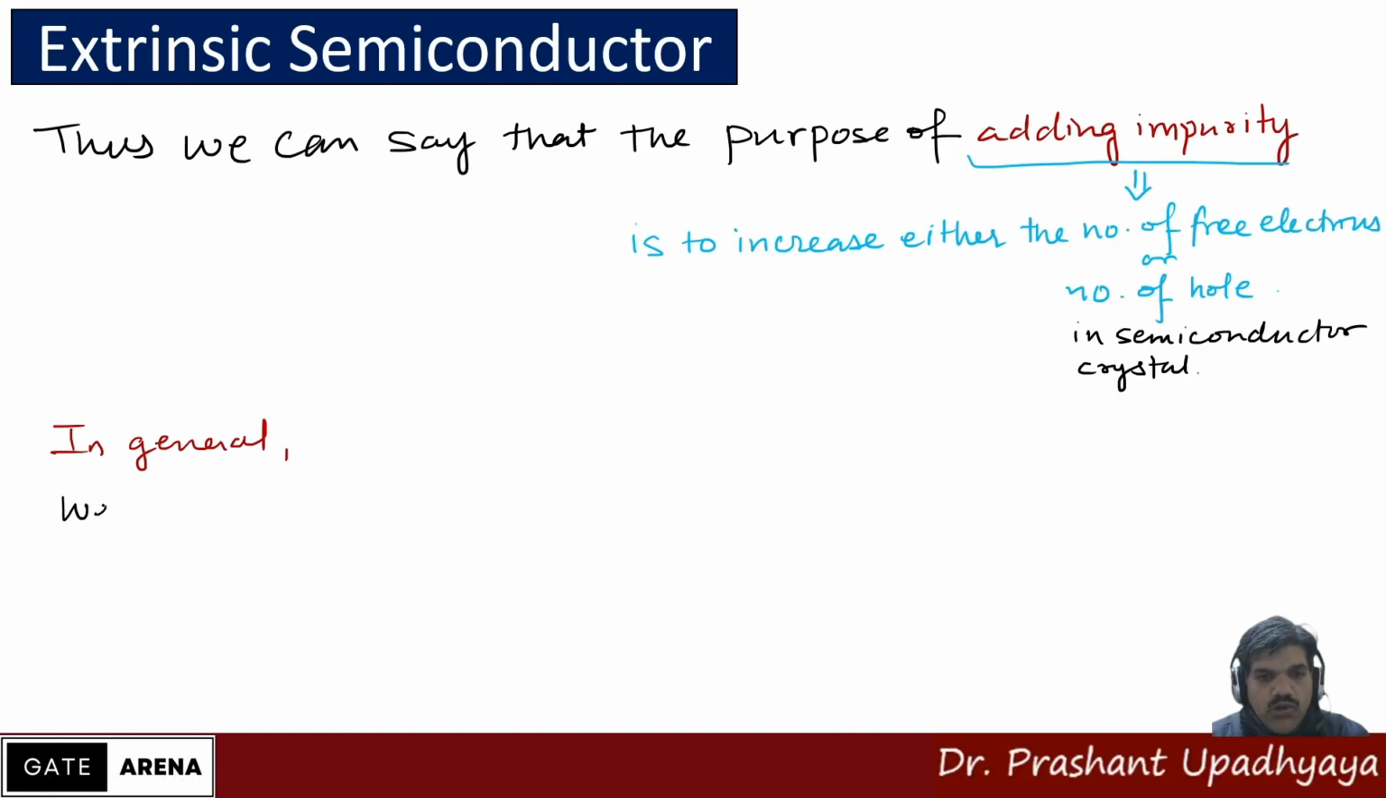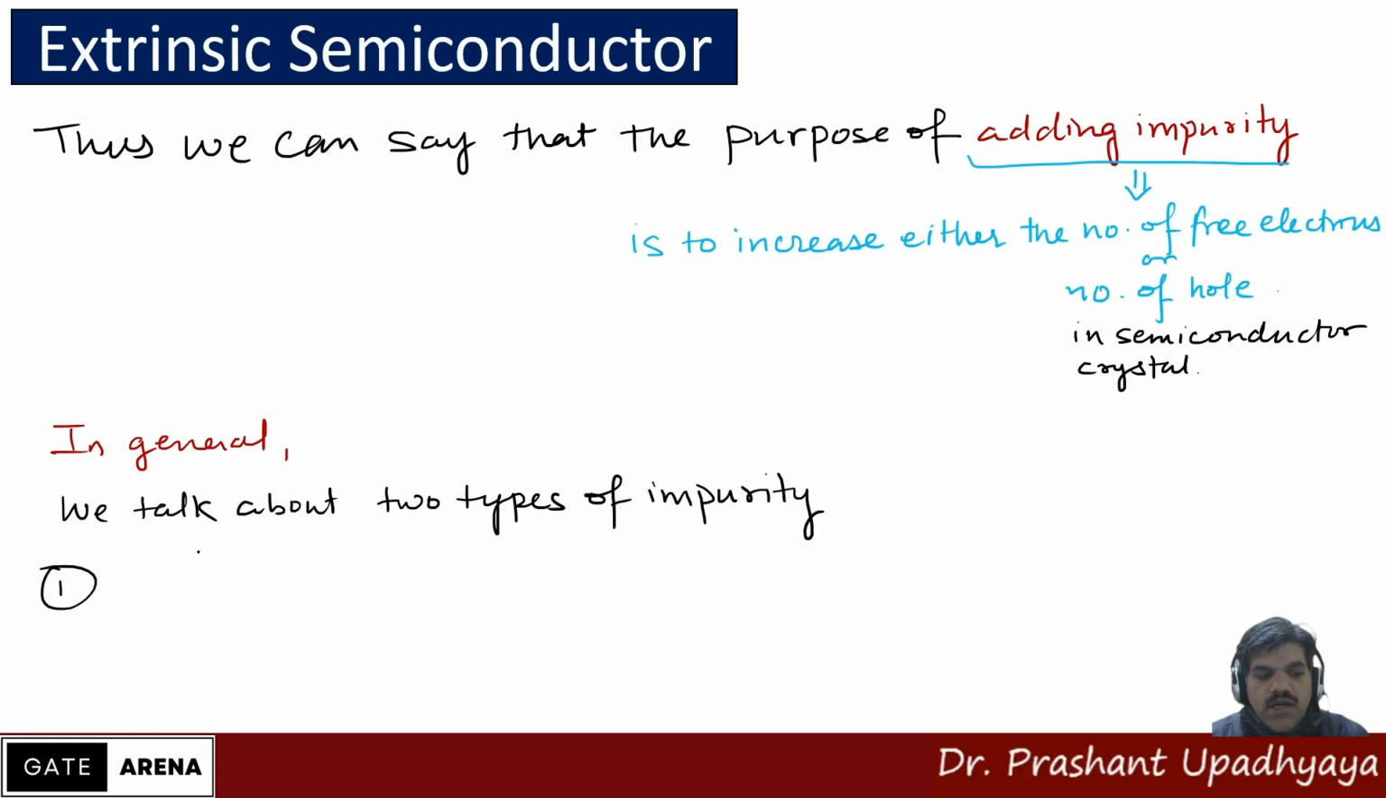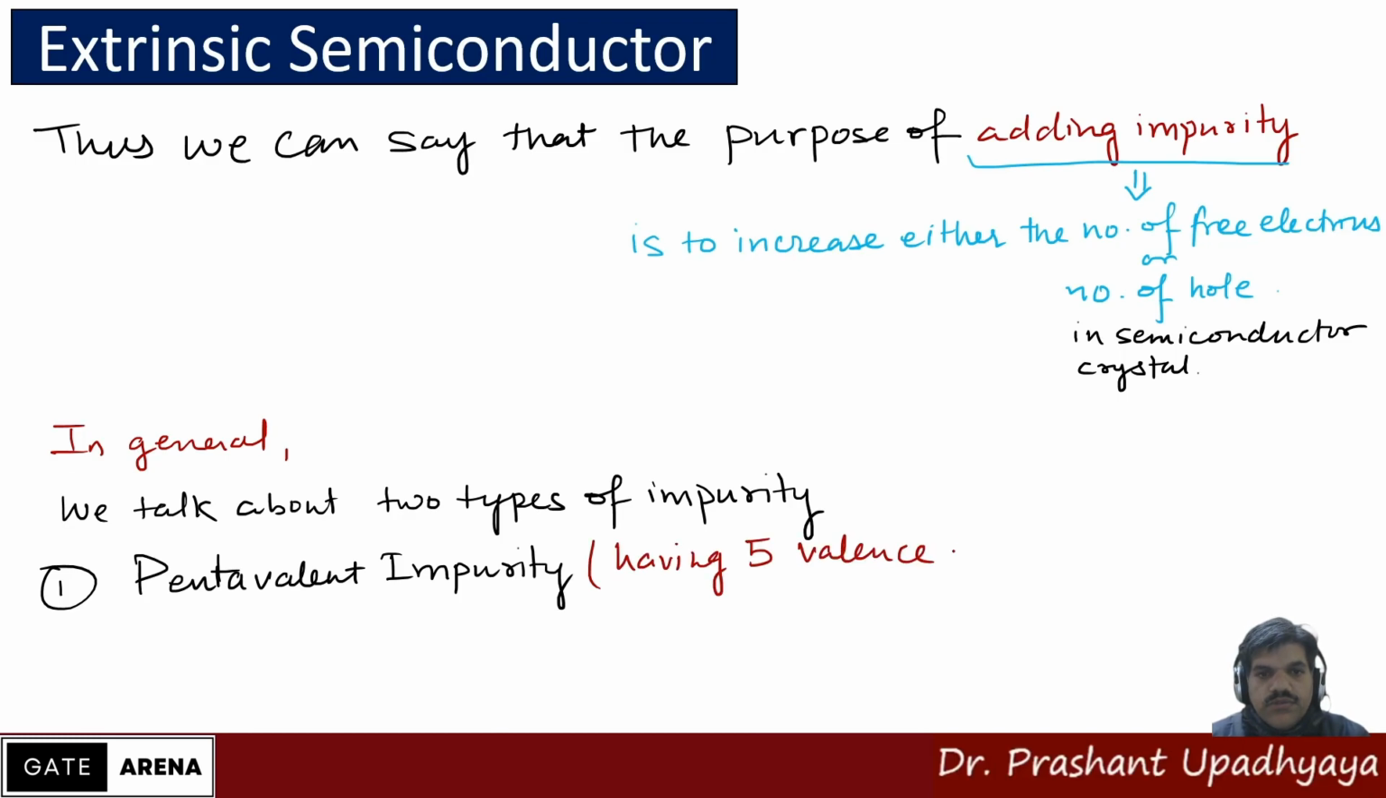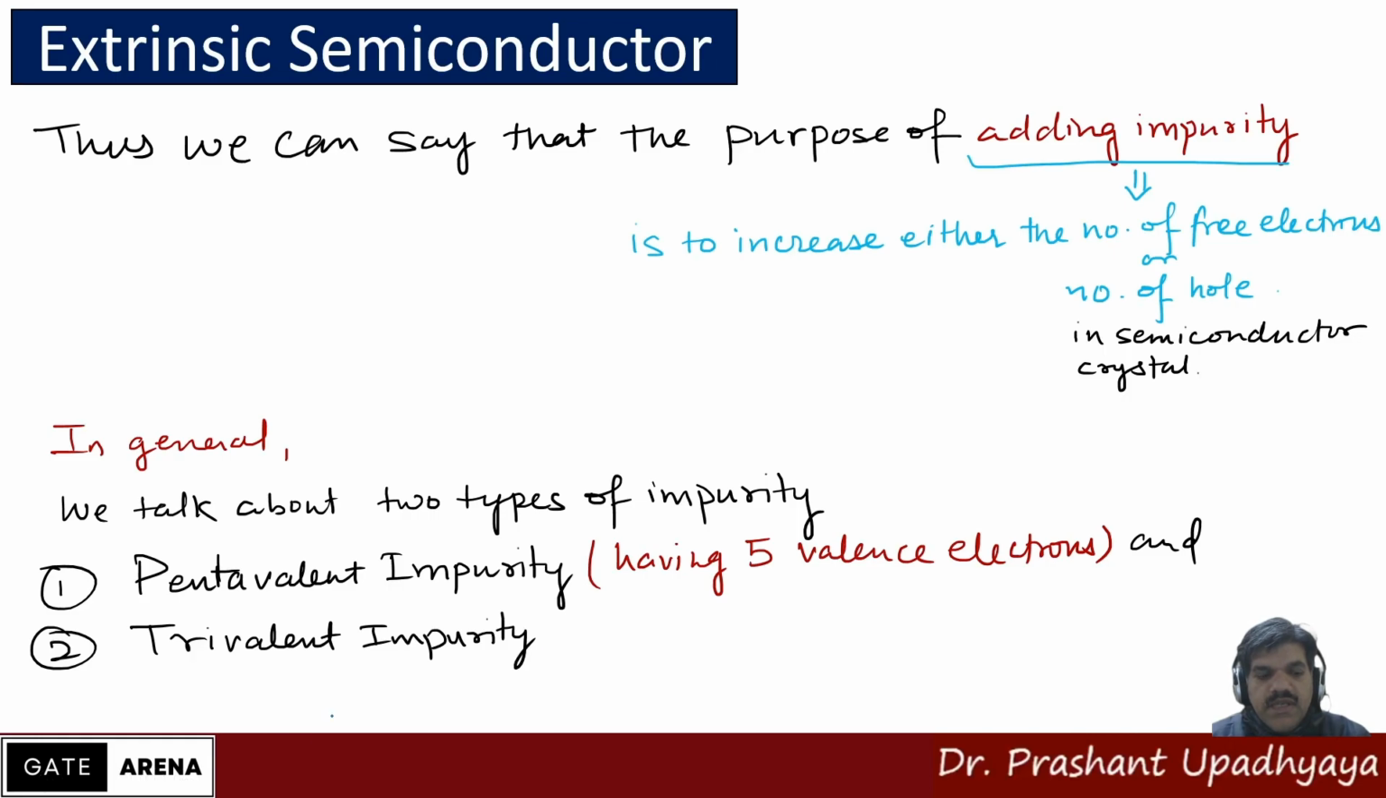When we talk about the types of impurities, the first type is the pentavalent impurity, which has 5 valence electrons. And the second type of impurities which we add is the trivalent impurities, which have 3 valence electrons.